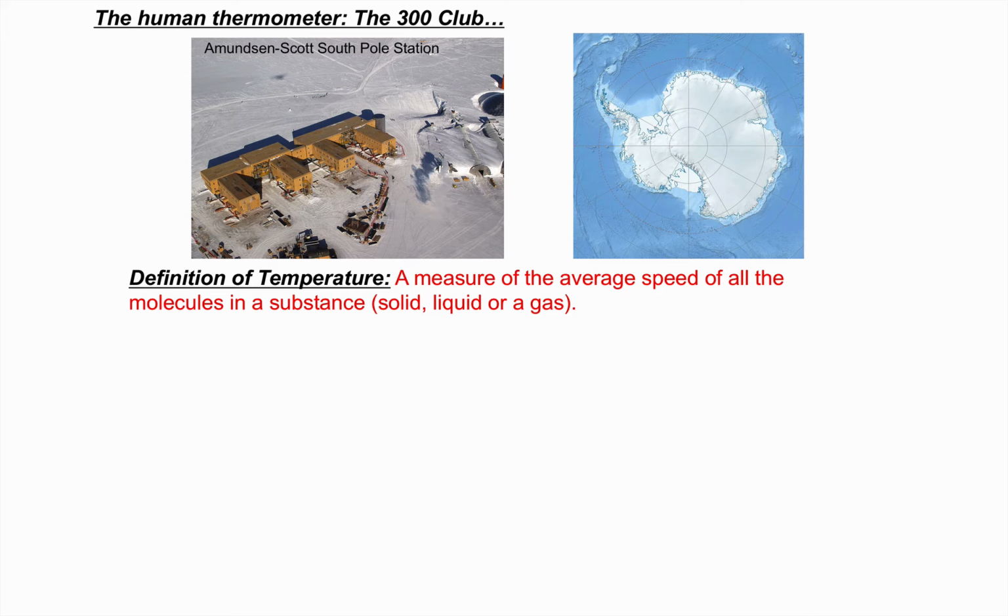So all molecules at all times are moving, even in solids. They're vibrating in place. And that's because if they stopped vibrating, well, technically they cease to exist. We call that absolute zero, but we'll save that for a physics lecture.